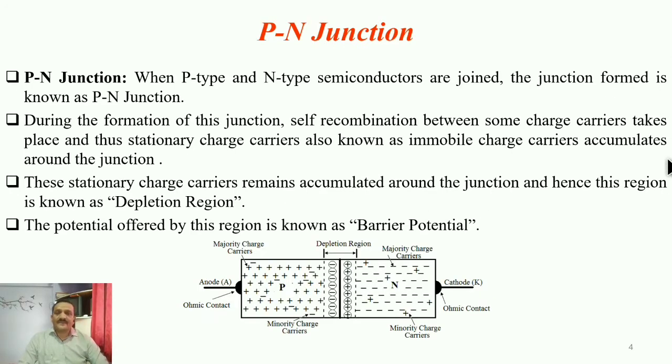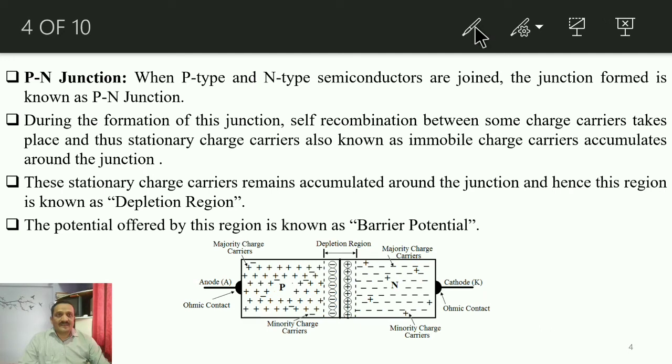Now we'll see the PN junction. Whenever the p-type and n-type semiconductors are connected with each other, or joined, a junction is formed between them, which is simply known as a PN junction, right? Now remember, during the formation of this junction, some charge carriers which are very close to each other at the edge of the junction get recombined with each other, right?